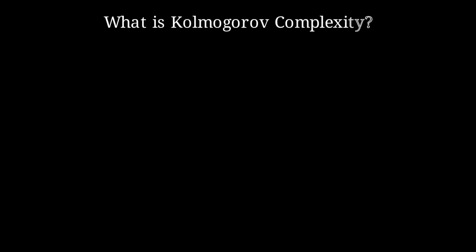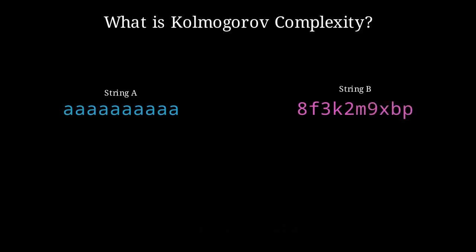Complexity stems from information density. Between these two strings, which one truly requires more data to describe? This repeating pattern indicates low complexity. Because the string is highly predictable, we can describe it using a very simple rule.